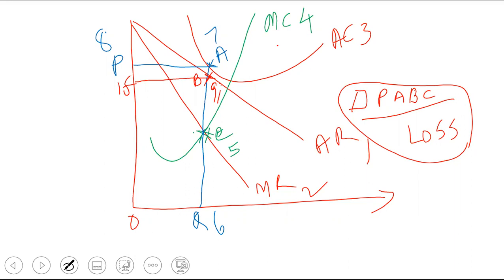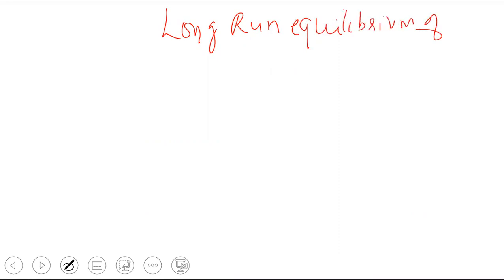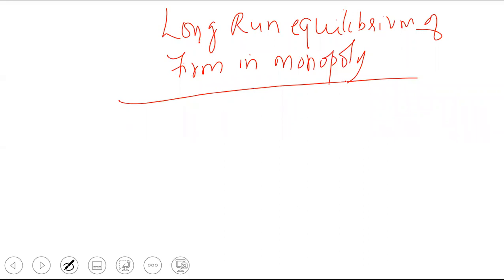I hope you have completed. Now take a new page and write the heading: long run equilibrium of the firm in monopoly. Write a small paragraph.